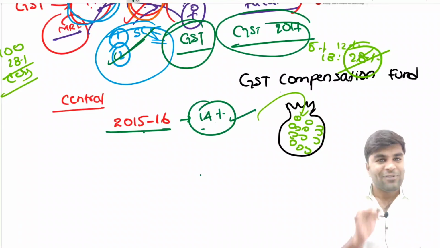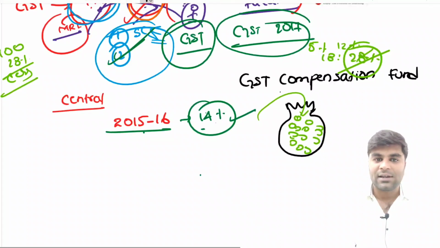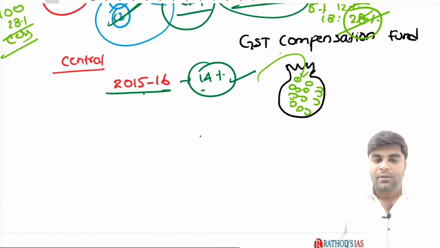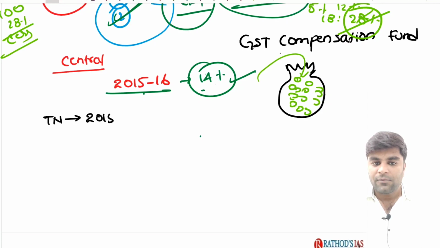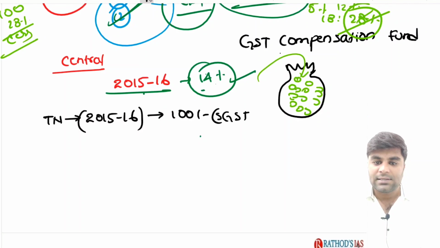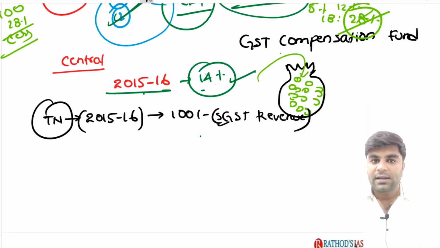I hope it is not clear for you with this explanation. Let me give an example so that you can understand it very clearly. See guys, imagine the state of Tamil Nadu. In the year 2015-16, because it's the base year, Tamil Nadu collected 100 rupees as SGST revenue. In 2015-16, the state of Tamil Nadu collected a State Goods and Services Tax of 100 rupees. Getting my point? This particular state, in the base year of 2015-16, collected SGST of 100 rupees.